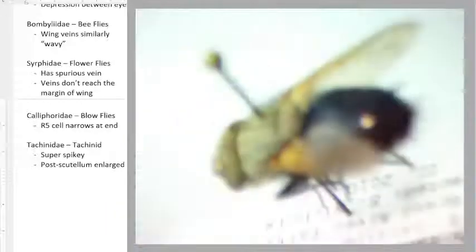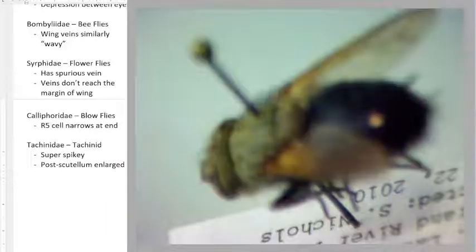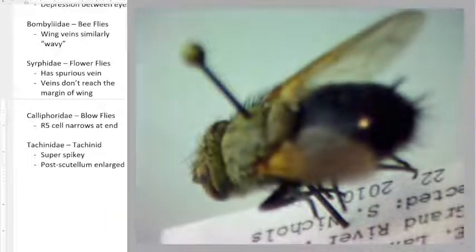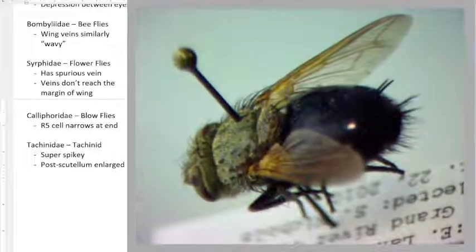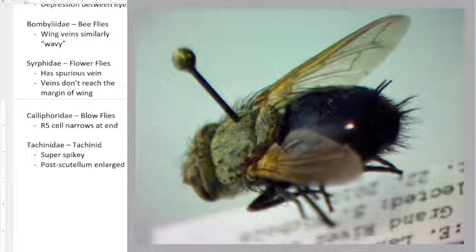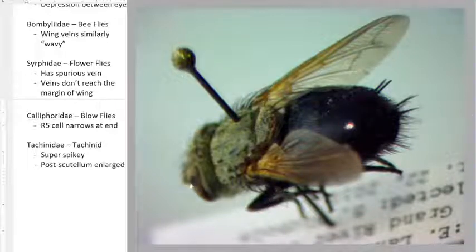Okay. Perfect. All right, so I just want to look at this really fast. This is the tachinid that we're going to be zooming in on. You'll already notice that it is super spiky. It has these spines all over its abdomen, all over its thorax, its head. And we're going to be zooming in on the characteristics of this fly. What we're looking for is right about here.